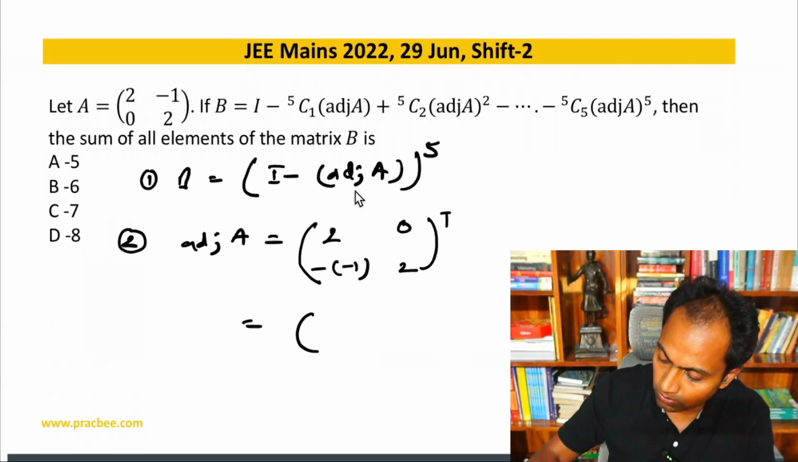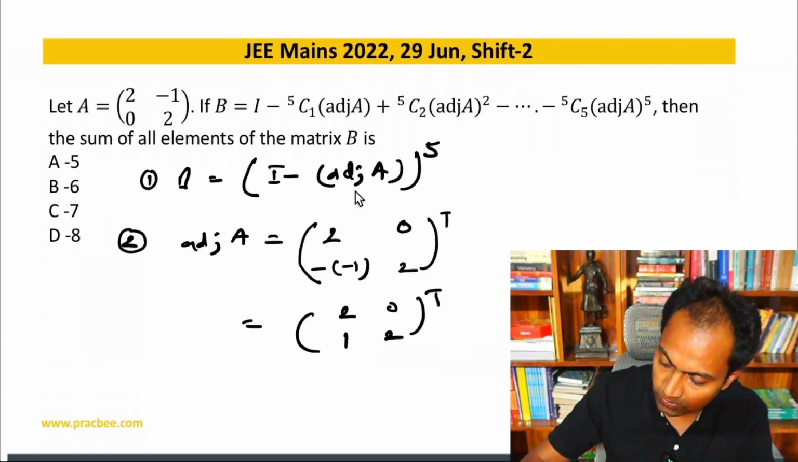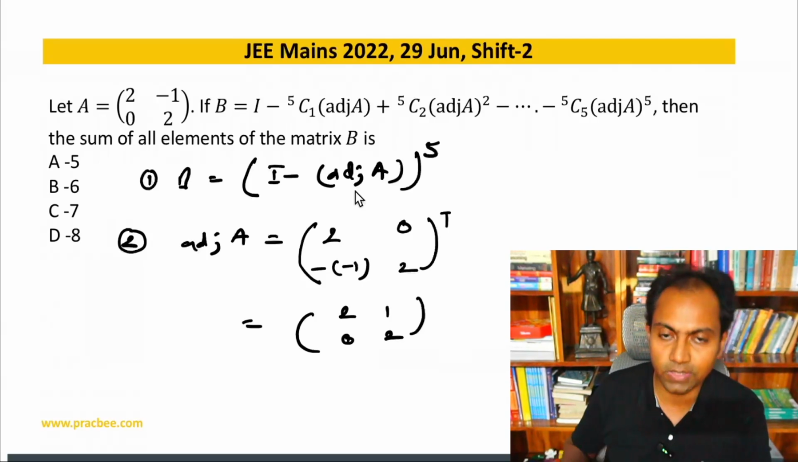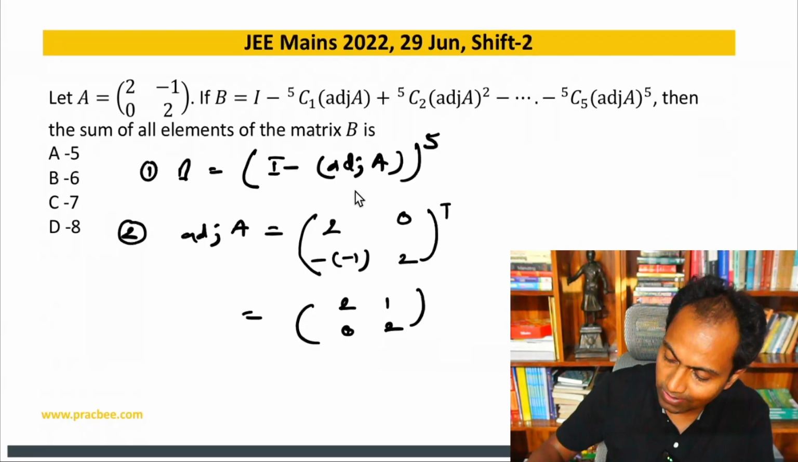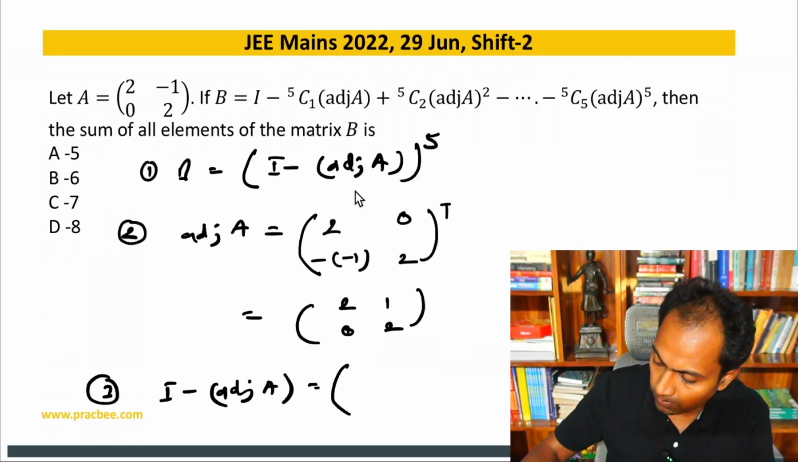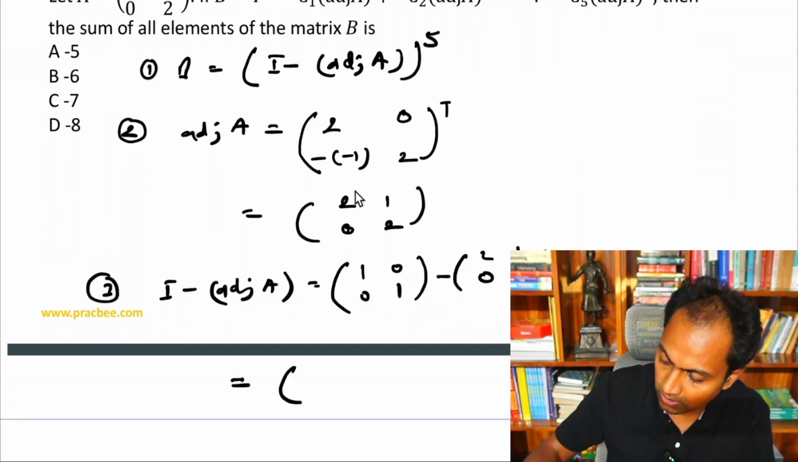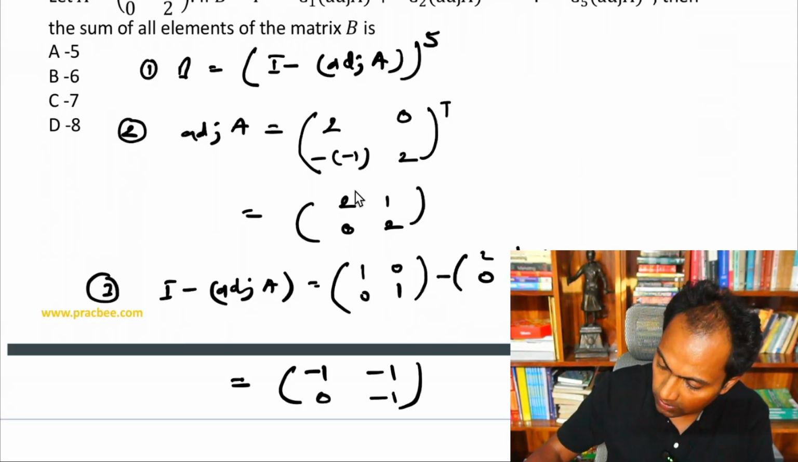So if you write it down, what we are getting is nothing but 2, 1, 0, 2, transpose of this. And if I take the transpose, these elements will get interchanged. So what we will get is 0 here and 1 here. This is my answer. Once you have got this, in the third part, we are going to find the value of I minus adjoint of A. So from 1, 0, 0, 1, we are going to subtract 2, 0, 1, 2. And if I do it so, my answer comes out to be minus 1, 0, minus 1. This is what we have got.